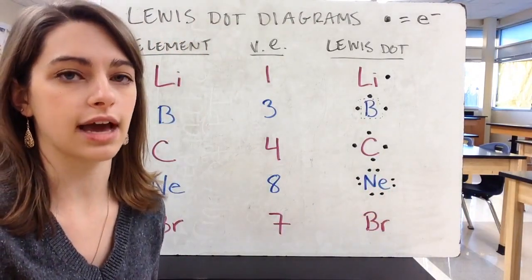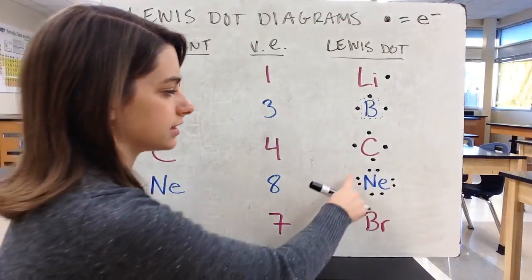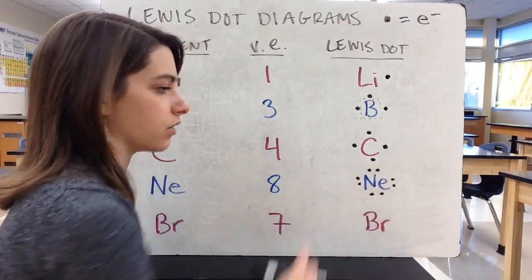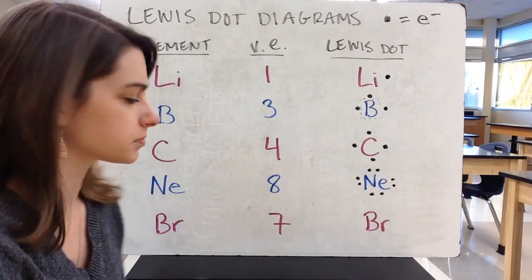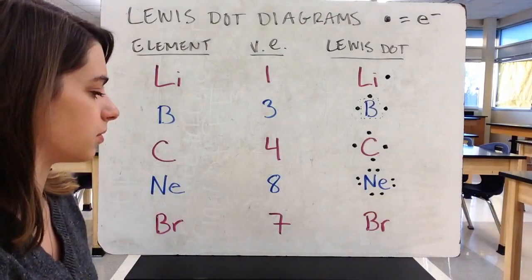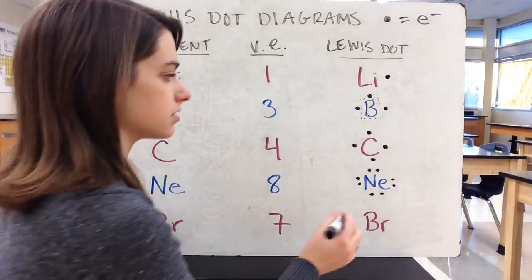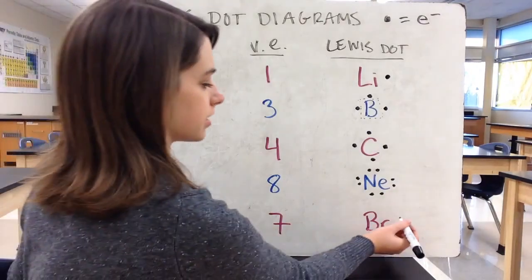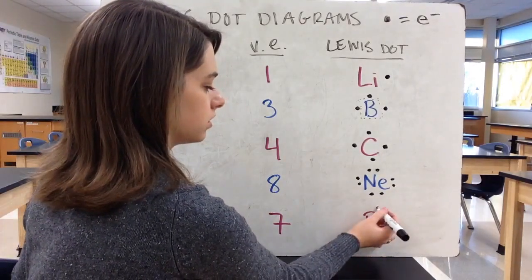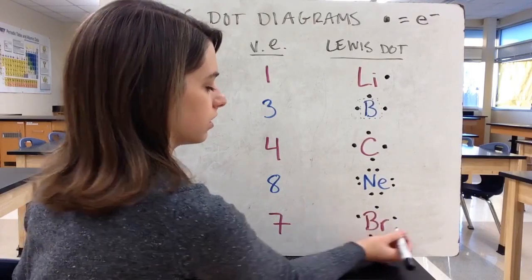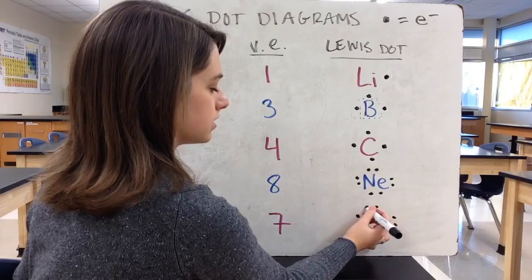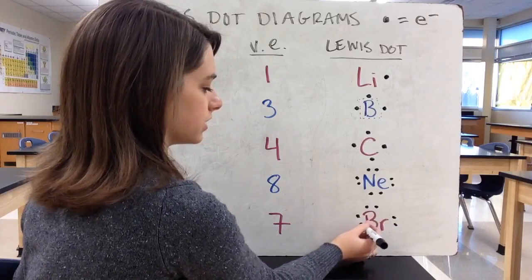All elements want to have 8 valence electrons. They want to have this full outer level. They want that 8. 8 is our magic number. And then our last example, bromine. Bromine had 7 electrons, so we're going to follow our same process: 1, 2, 3, 4, 5, 6, 7.